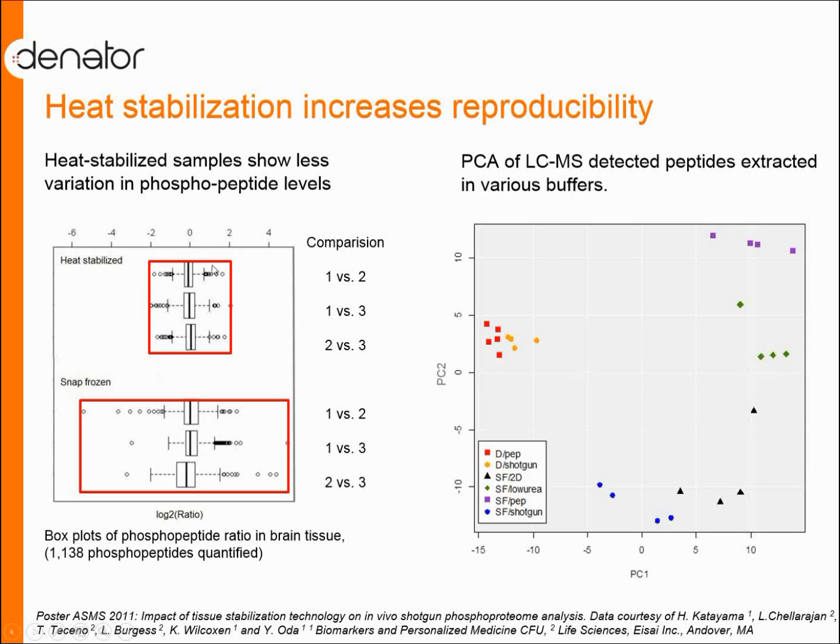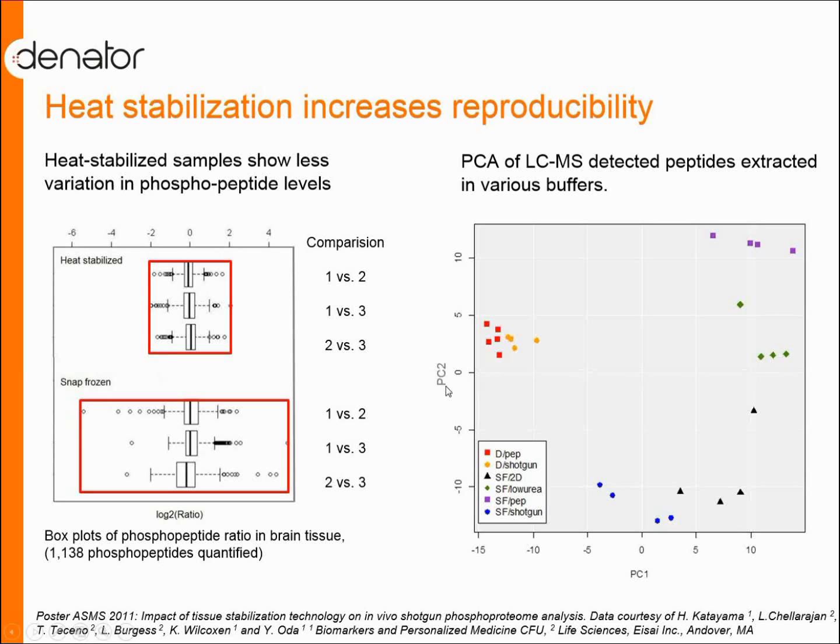What's interesting though is that the spread in the heat stabilized group is much smaller compared to the snap frozen samples, where you really have outliers that are probably quite severely affected. So these peptides, these phosphorylations here, are probably quite severely affected by the post-sampling process.